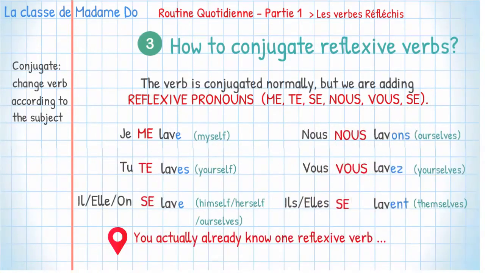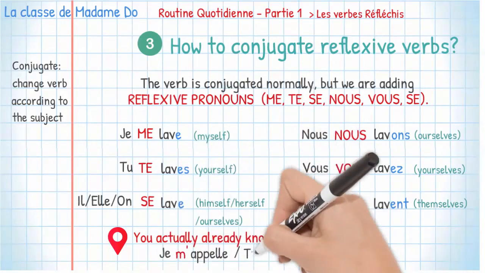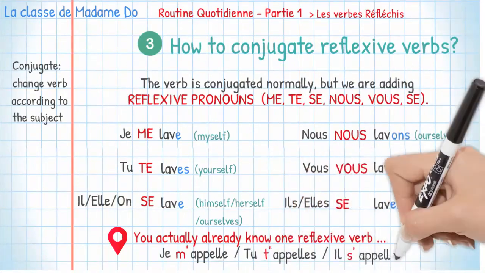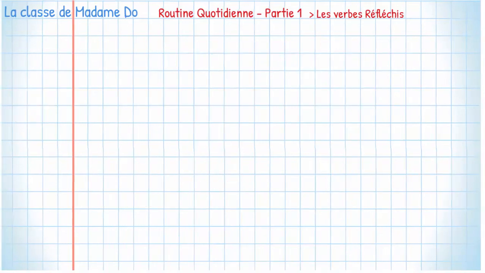You actually already know one very popular reflexive verb. It's the verb s'appeler. Je m'appelle, tu t'appelles, il s'appelle. It means my name is, your name is, his name is, but if you translate literally from French, it means I call myself, you call yourself, he calls himself.